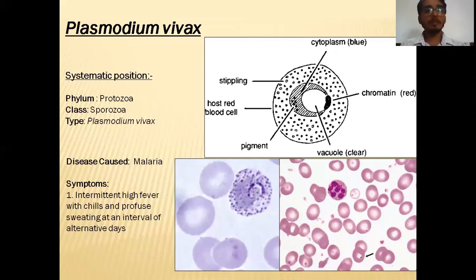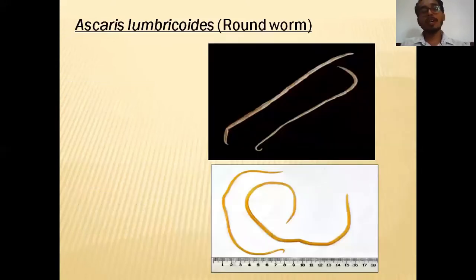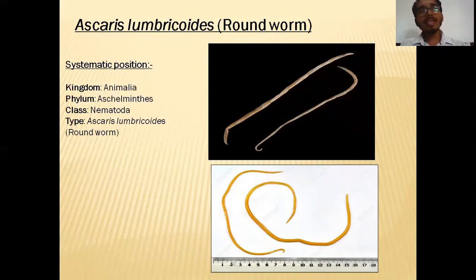Moving on to the third specimen, that is roundworm. The scientific name is Ascaris lumbricoides. Ascaris lumbricoides belongs to kingdom Animalia, phylum Aschelminthes, class Nematoda. The type specimen is Ascaris lumbricoides, so just remember Ascaris lumbricoides as the type specimen.